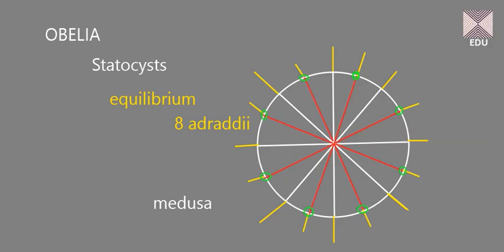So that was the case of statocysts. You can take one diagram of the statocyst from the book. I am just giving you the position of the statocyst and the function of the statocyst over here. So if you get a small question on statocyst, you can explain the position, you can explain the adradii, and you can explain the function of these organs.